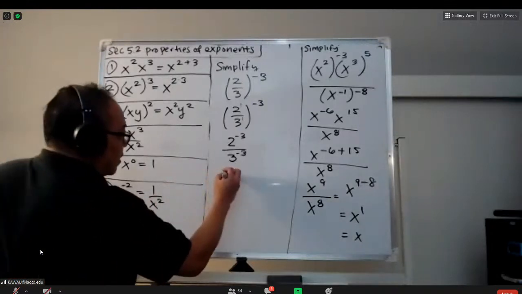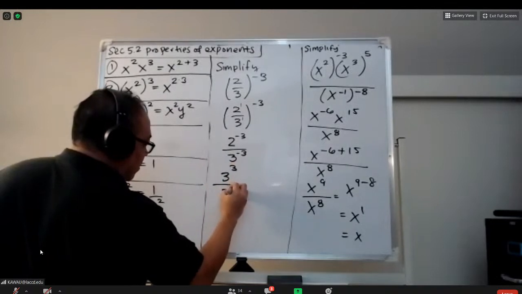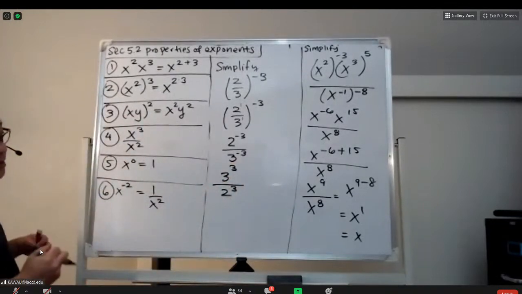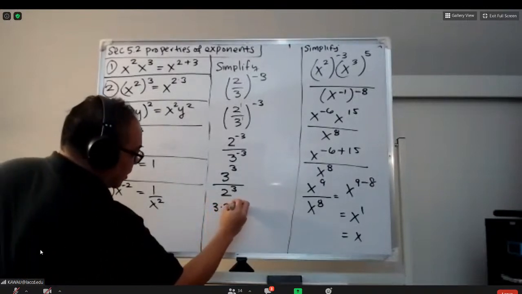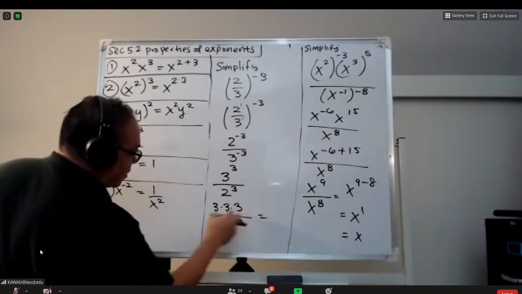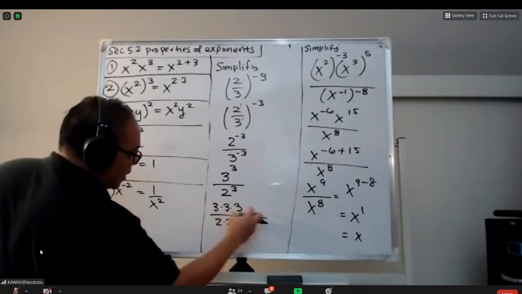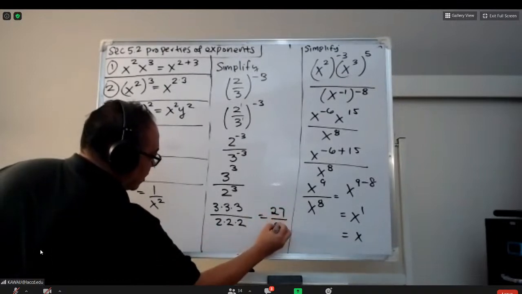Okay, so I'll change levels, and when I change levels, I'll make the exponents positive. So we get 3 times 3 times 3 over 2 times 2 times 2. 9 times 3 is 27, and 4 times 2 is 8.